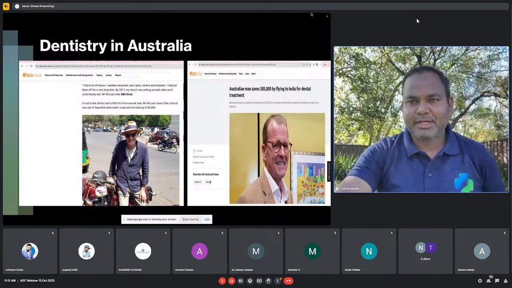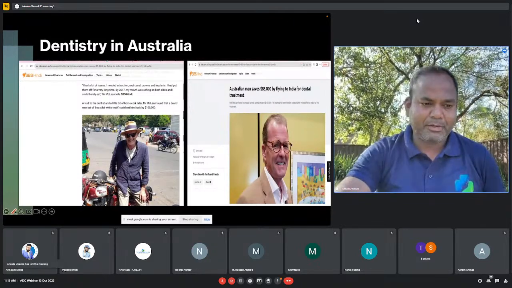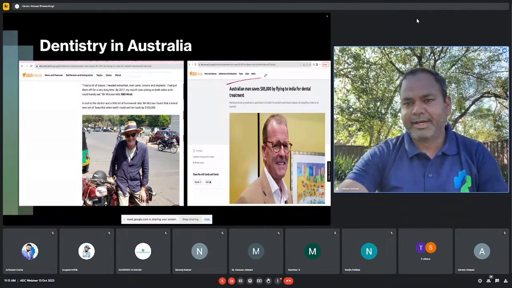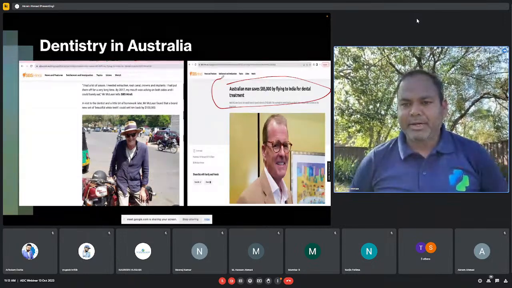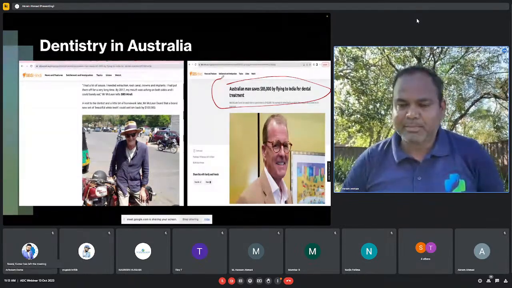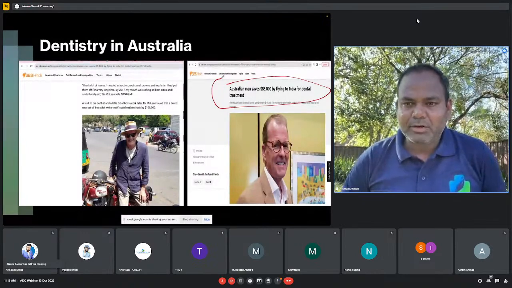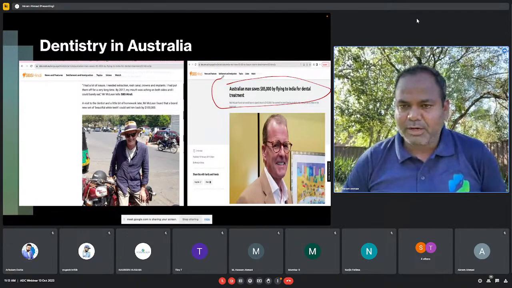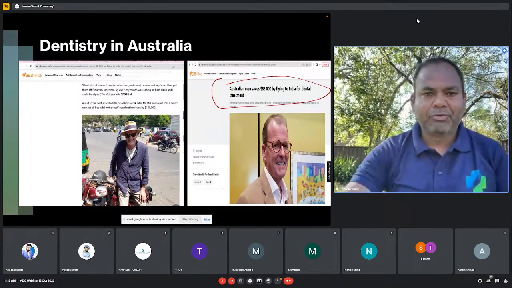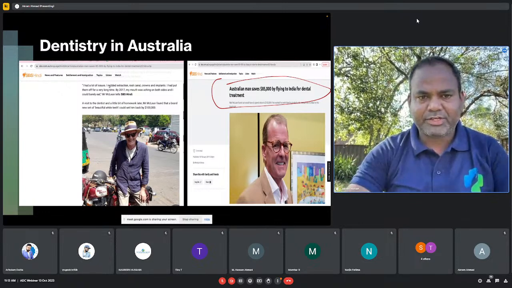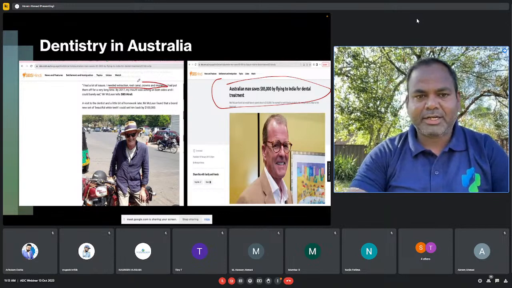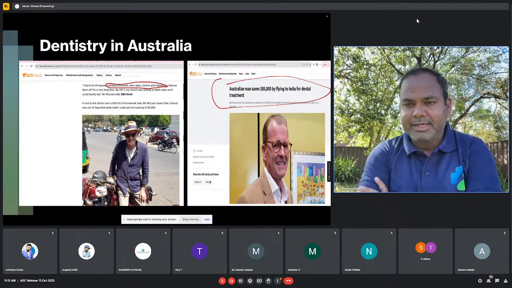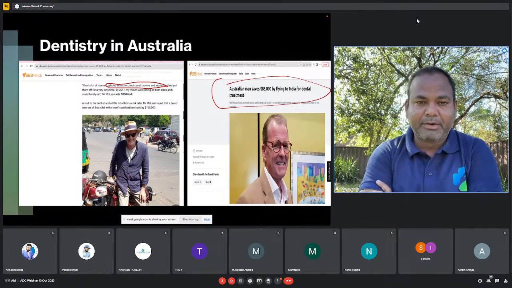This is a picture from one of the famous newspapers in Australia. The headline says an Australian man saves 85,000 by flying to India for dental treatment. Dental treatment is very, very costly in Australia because there is a shortage of dentists. This man needed an extraction, root canal, and an implant. He met a clinic in Australia, and they quoted him 100,000 Australian dollars for his treatment.